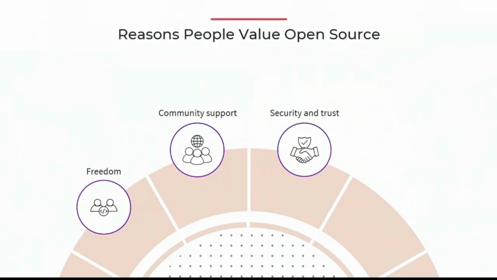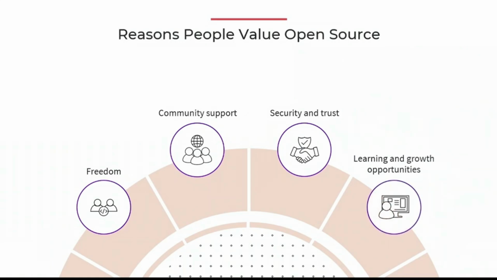Security and trust is another reason. With the source code open, it's easier for others to spot bugs or security issues. It doesn't mean open source software is always safe, but the transparency allows for faster fixing and public audits. Another essential reason is the opportunity for learning and growth. If you're learning to code or want to understand how real-world software works, open source projects are like free classrooms. You can read code, experiment, and even contribute.